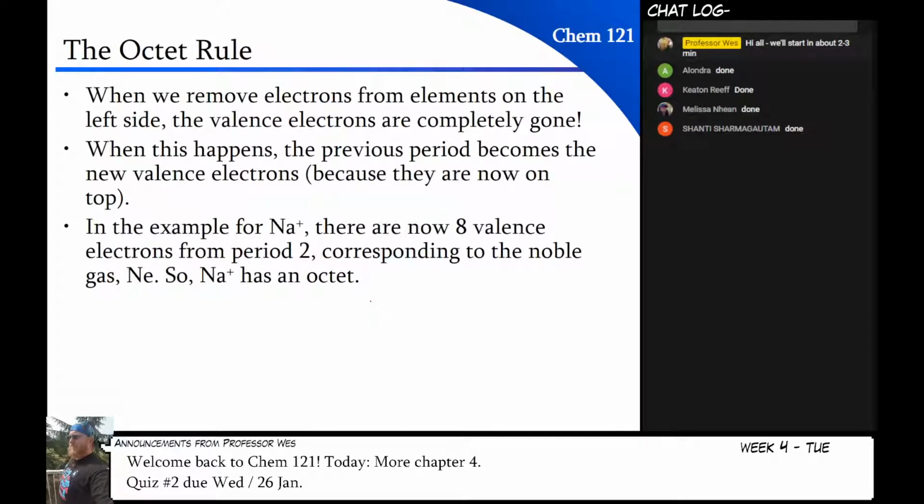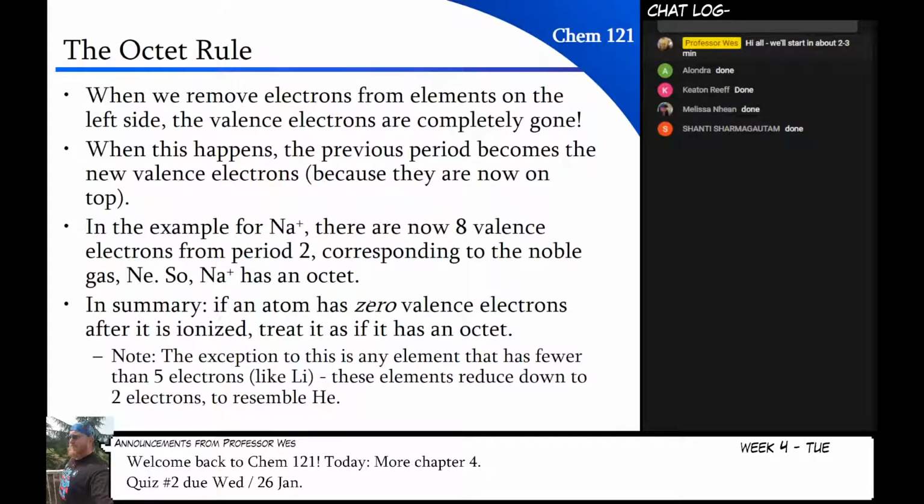All right. So in summary, when you add valence electrons to something, if they have 8 valence electrons after you're done adding, the result is stable. Likewise, if I have 0 valence electrons, the next layer down is going to be the octet. And so we'll just treat it as such.